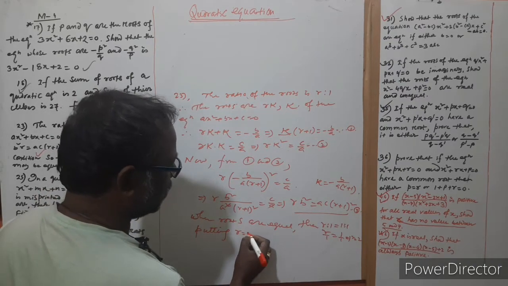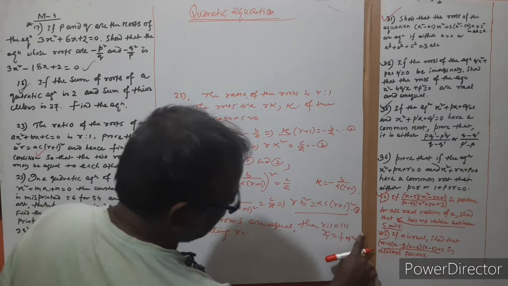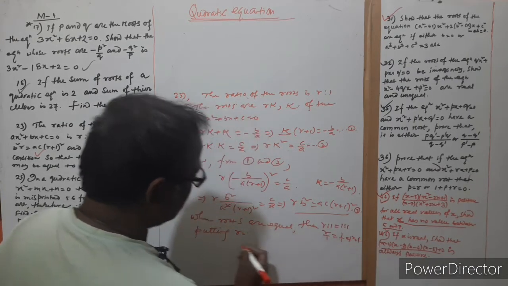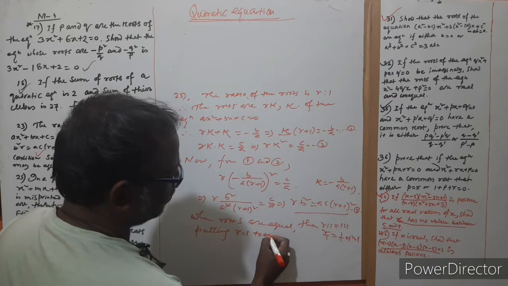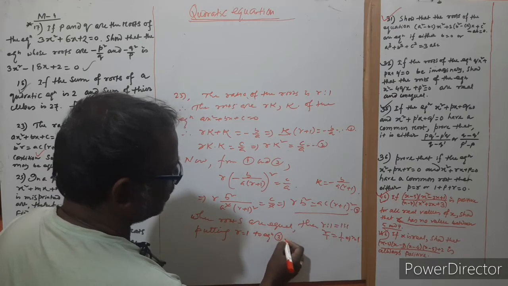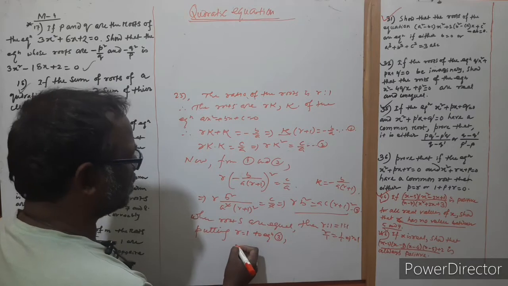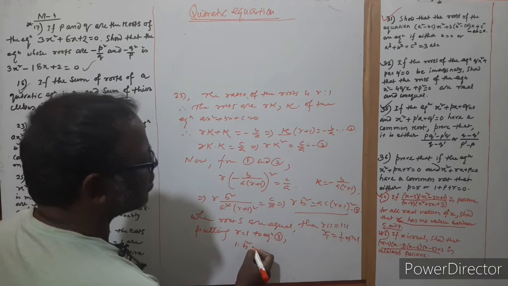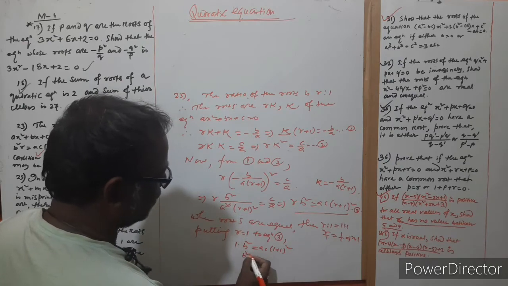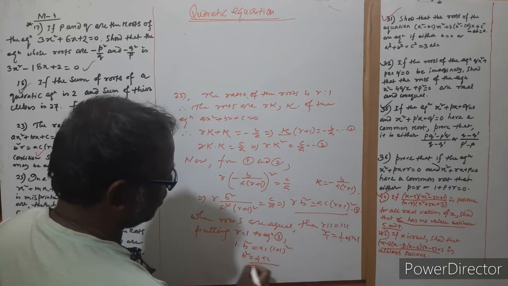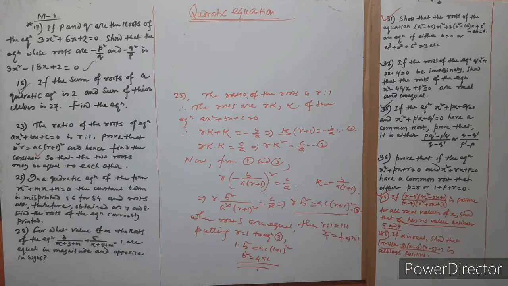Putting r equal to 1 in the condition 3, equation 3 or condition 3, we can say that b square equal to ac into 1 plus 1 whole square. So b square equal to 4ac. Now we follow question number 25.